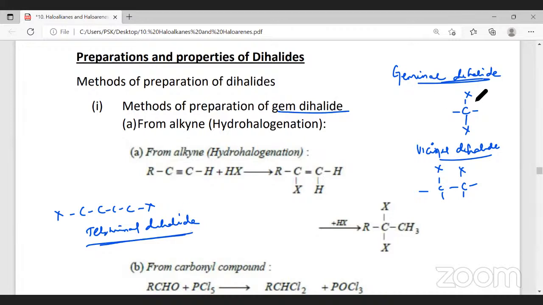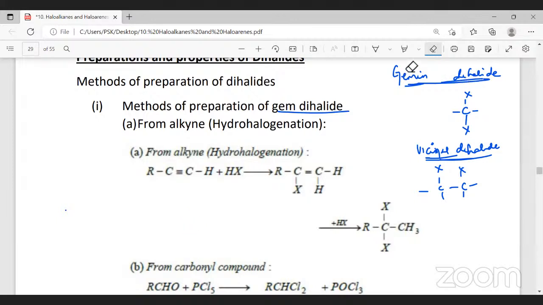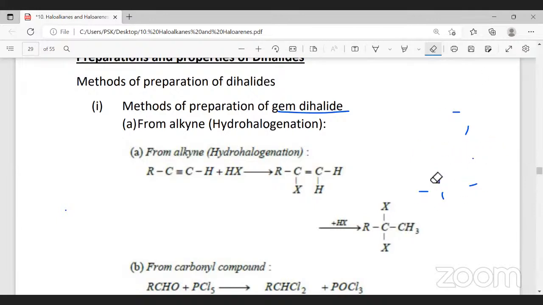All right. If both halogens are present on the same carbon atom, it's called geminal dihalide. If halogens are present on neighboring carbon atoms, it's called vicinal dihalide. If halogens are present at the first and the last carbon atom, it's called terminal dihalide. Now we are talking about the preparation of geminal dihalide. How geminal dihalides can be prepared. Geminal dihalides can be prepared from the following reactions. The first one is from alkynes.